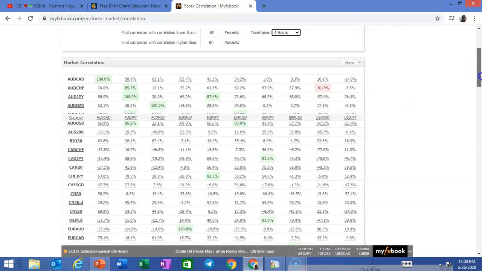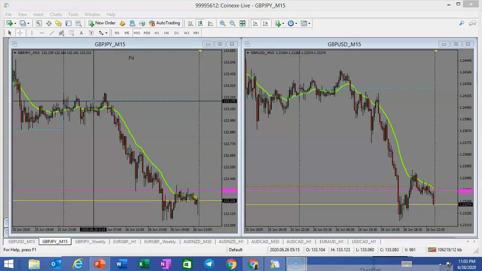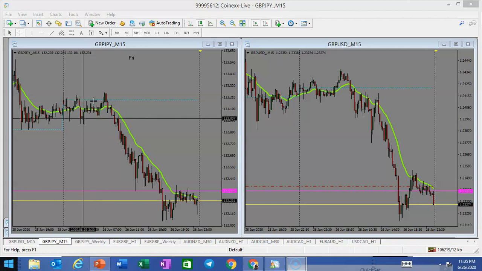And so why do we actually need to know if a pair is correlated? For example, if I wanted to take a long on GU and GJ, I'm doubling my risk because I'm basically taking the same trade. So what's the solution? I need to determine which pair has the best setup.